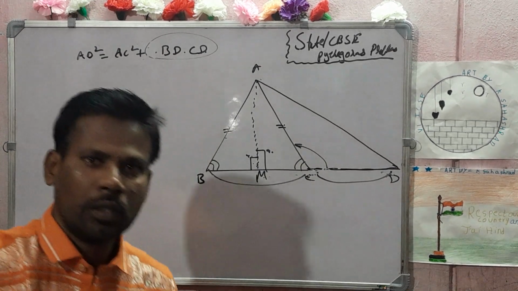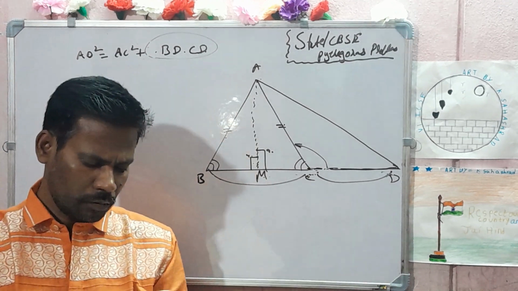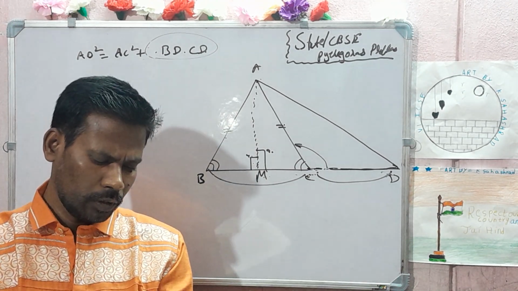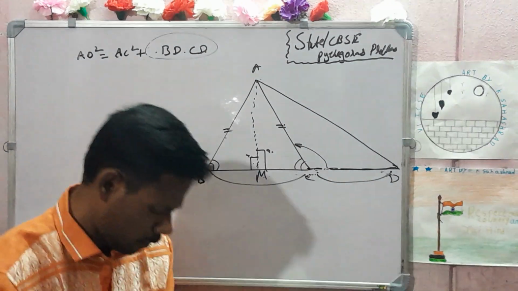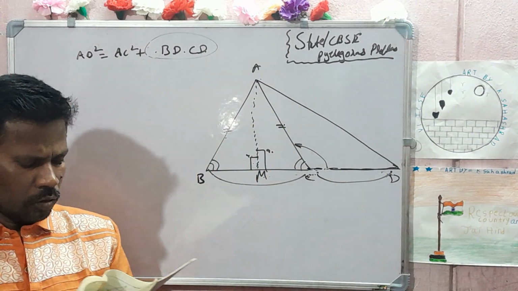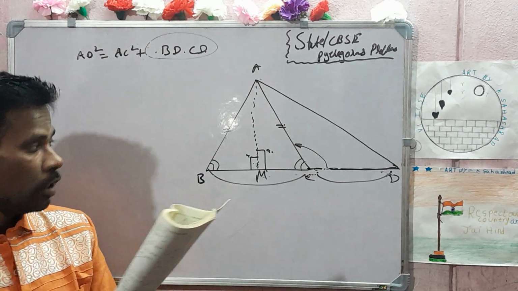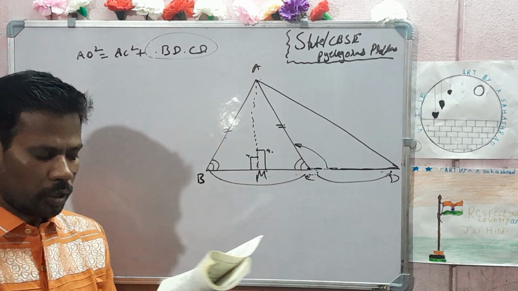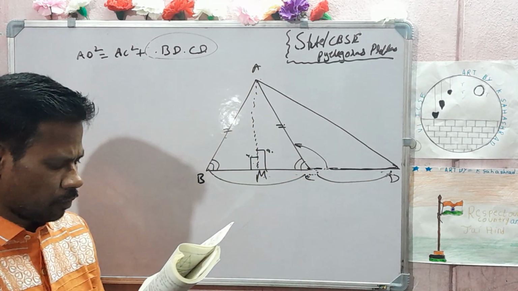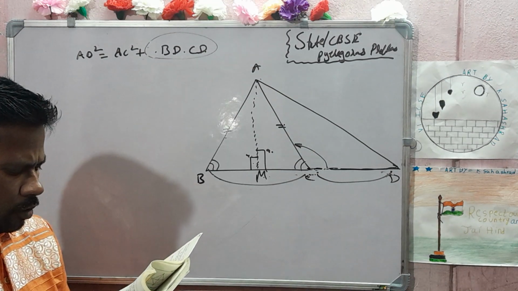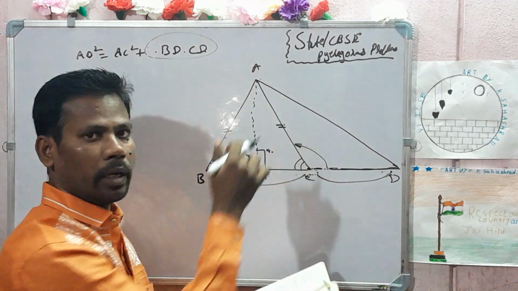Good morning students. Let me continue with Pythagoras theorem theoretical problems, which are a tough session. ABC is an isosceles triangle. The base BC is produced to D and D is joined to A.